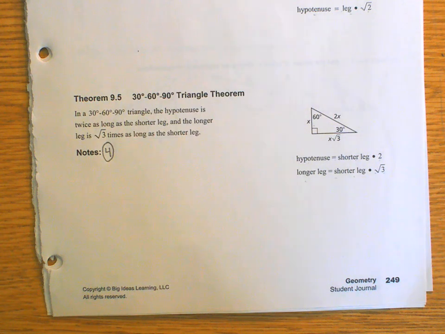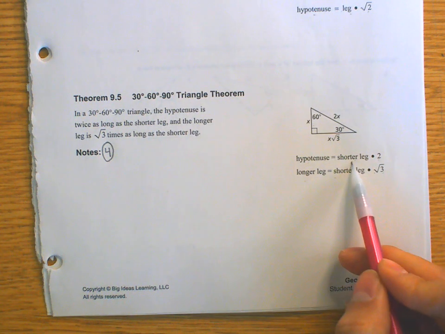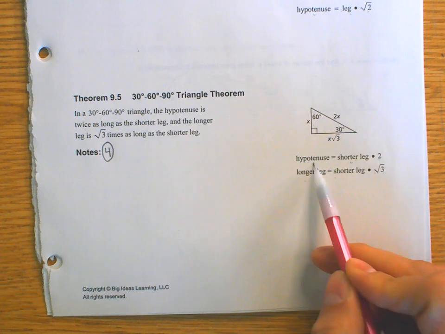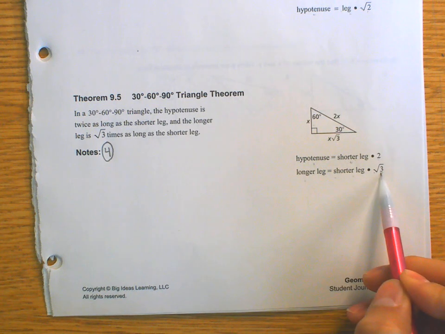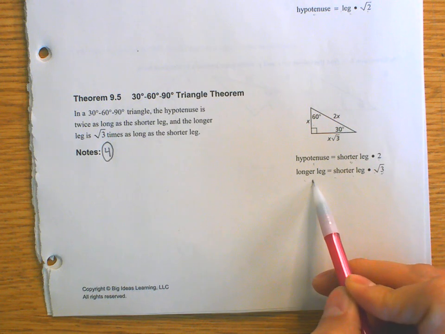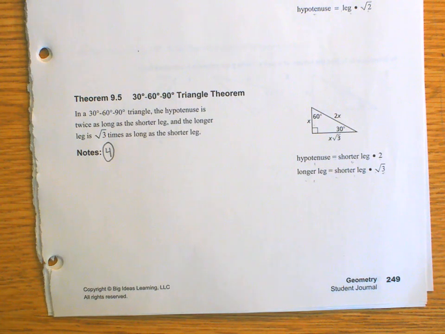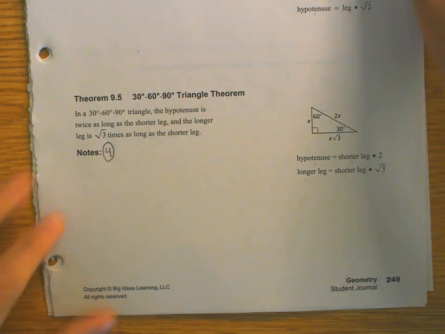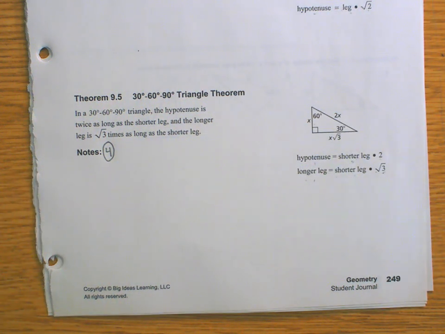If they give you the hypotenuse, all you have to do is cut it in half to get the short leg. If you have the short leg, all you have to do is double it to get the hypotenuse and multiply by radical 3 to get the length of the long leg. It's when they give you the length of the longer leg and they ask you for the short leg and the hypotenuse that things get a little bit tricky. We're going to look at a few examples of those in just a second. So let's go ahead and begin with our first examples.